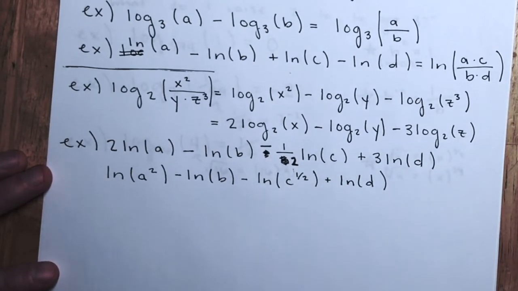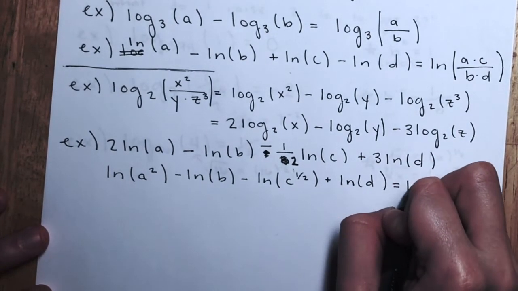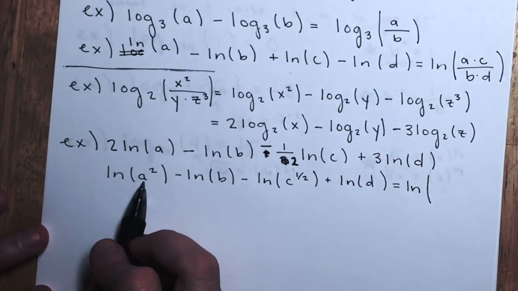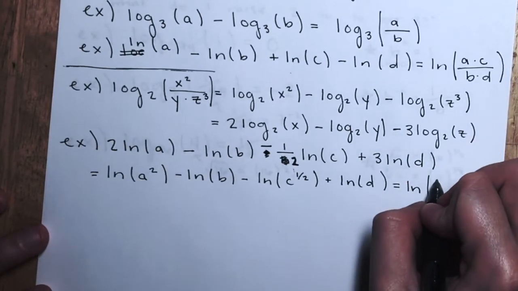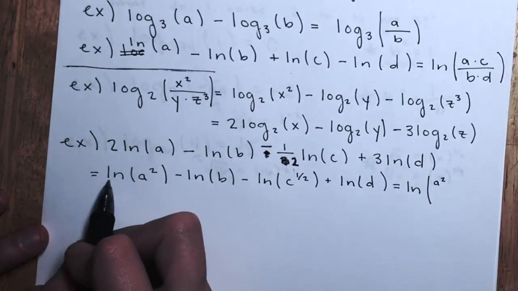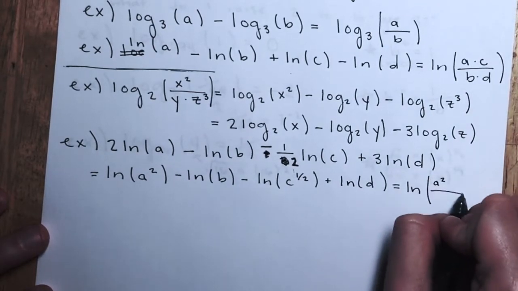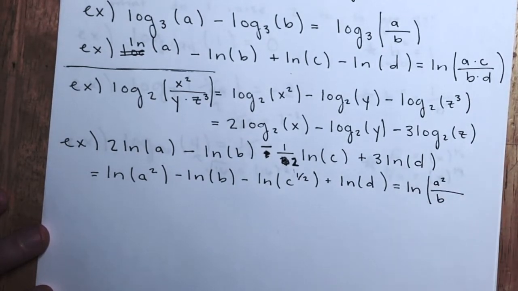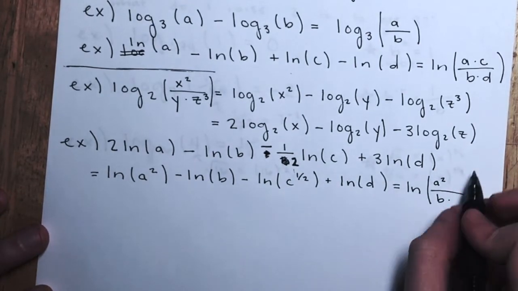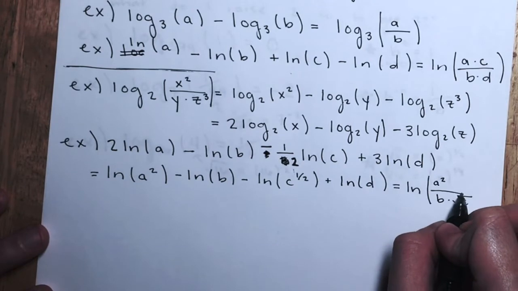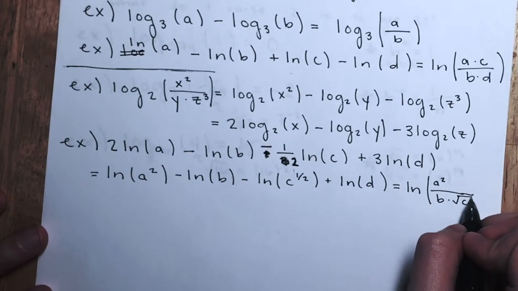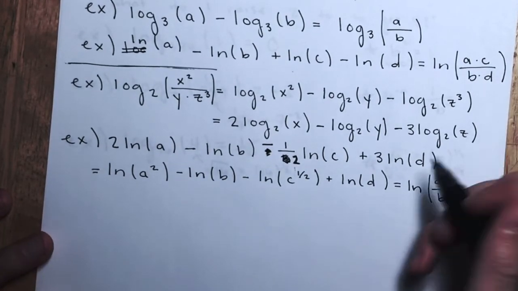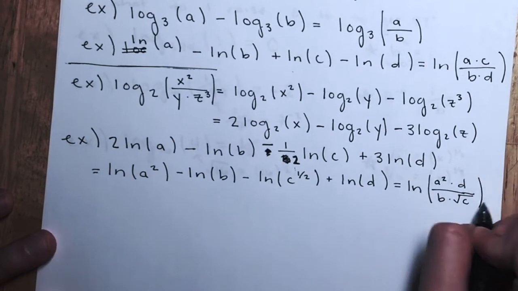All right, now that we've got a sort of clean slate, we can combine all of these guys. We know that a squared is positive, so this term including a squared goes on top. B is negative, so that guy goes underneath. c to the 1/2 is negative, so that guy goes underneath as well. And remember that c to the 1/2 is equal to the square root of c. It's just another way of writing that. And then d is positive, so d goes on top.